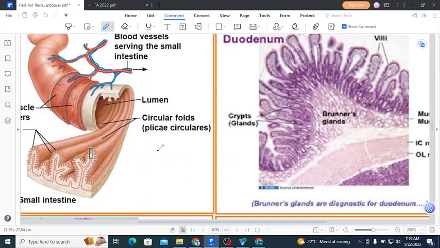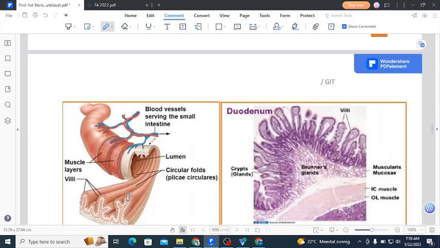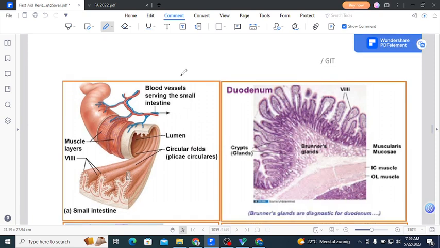After that, we have a picture. In this picture, you can see the small intestine. The small intestine contains the blood vessels serving it. The lumen is over there. There are circular folds which are called plica circularis. They are present in the jejunum as well as in the duodenum.